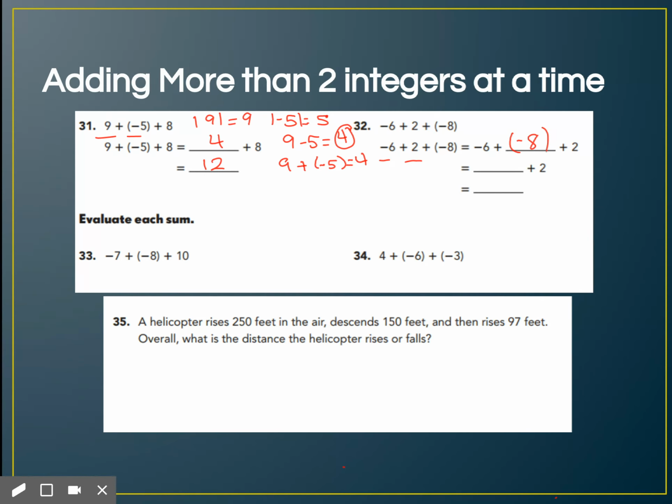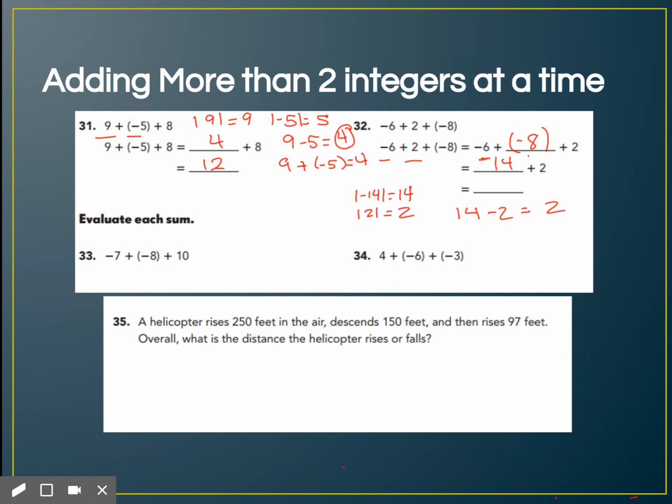So you're kind of going back to Chapter 2, Lesson 1, Part 1, where you're adding 2 digits with the same sign. So negative 6 plus negative 8, 6 plus 8 is 14, and since they're both negative, I'm placing the negative in front. So now I have negative 14 plus 2. So this is where I incorporate absolute value. The absolute value of negative 14 equals 14. The absolute value of 2 equals 2.